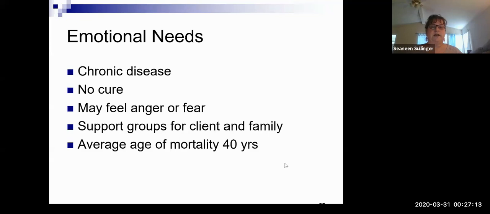So emotional needs. Cystic fibrosis is a chronic disease. This would be one where, when we talk about congenital anomalies, parents aren't really necessarily expecting it, didn't know about it, and then all of a sudden, a couple weeks after birth or a couple months after birth of the baby, they find out that there's this chronic disease, and probably their child won't live past 40.